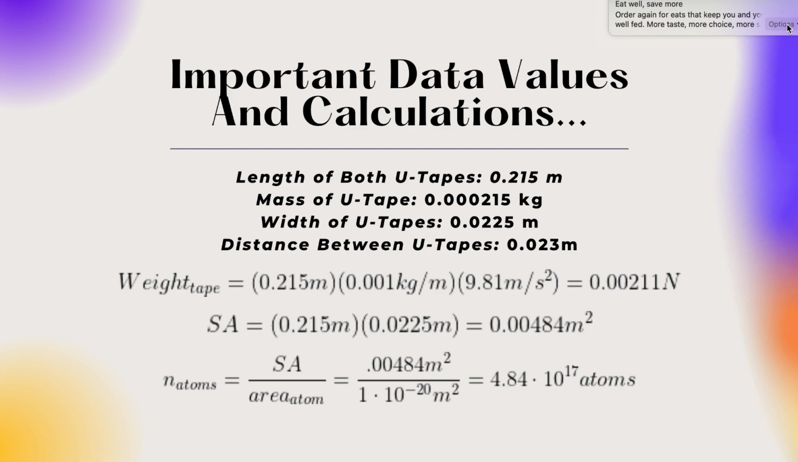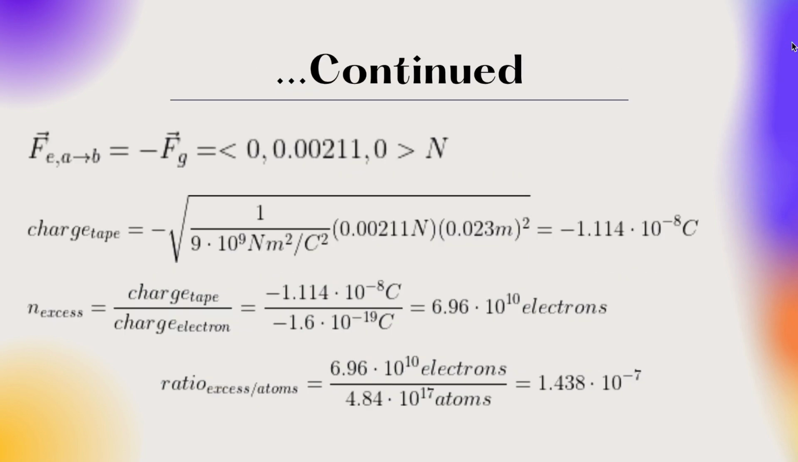The number of atoms was calculated by dividing the surface area by the area of a singular atom. Because the upper tape is not moving in the y direction, we can postulate that the electric force is the same in magnitude but opposite in direction to the gravitational force. Next, I rearrange Coulomb's law to solve for an individual charge of one piece of tape. I can then divide the charge of the tape just calculated by the charge of an individual electron to get the number of excess electrons. Lastly, I may find the ratio of excess electrons to atoms by dividing the number of excess electrons by the number of atoms on the tape.